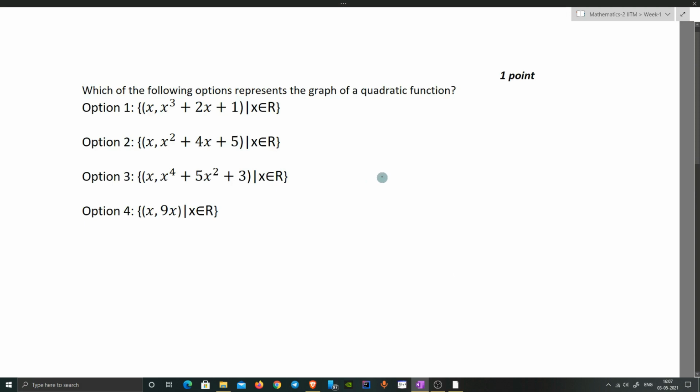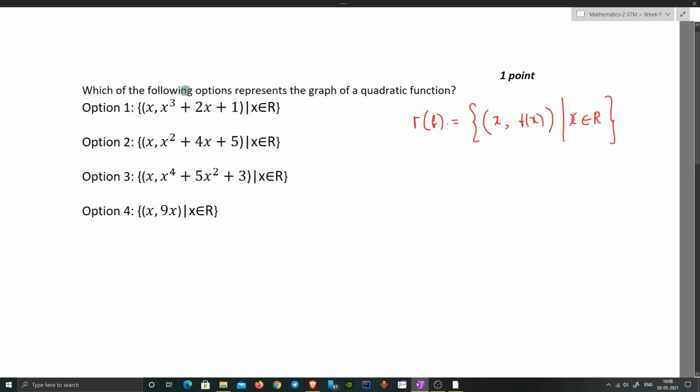Okay, so next question: which of the following options represents the graph of a quadratic function? Again, I've told you that the graph of f is represented by the set of all points x comma f of x, such that x belongs to R, the real numbers. Here we have x, so all the options have x as the first point. So what about the second point?